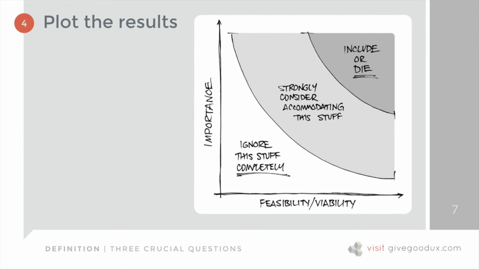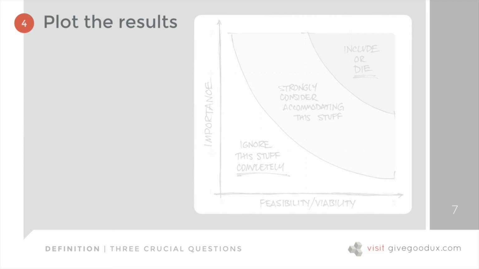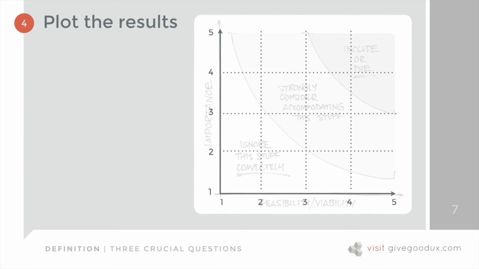Finally, after you get both scores within the range of what you have to spend, you plot the results. So you draw a graph that looks like this. Our axes are still the same, importance and feasibility. So we had the opportunity to increase unique visitors. Here's where that fell on the scale. Importance was a 4, feasibility was a 2. See where it falls? Strongly consider accommodating this. Might be worth doing, but it can't be the core focus of our efforts.